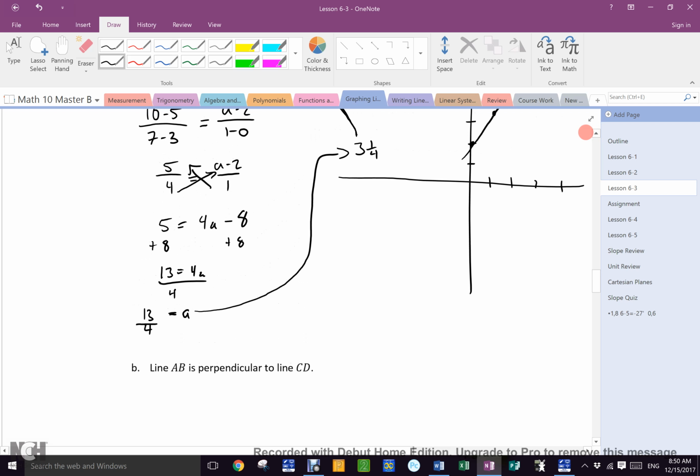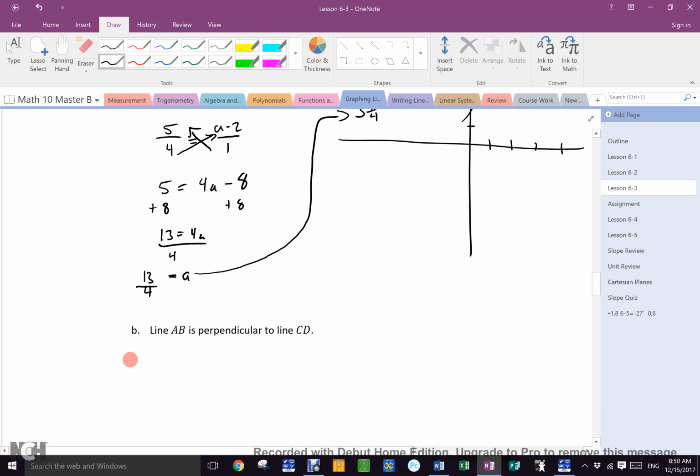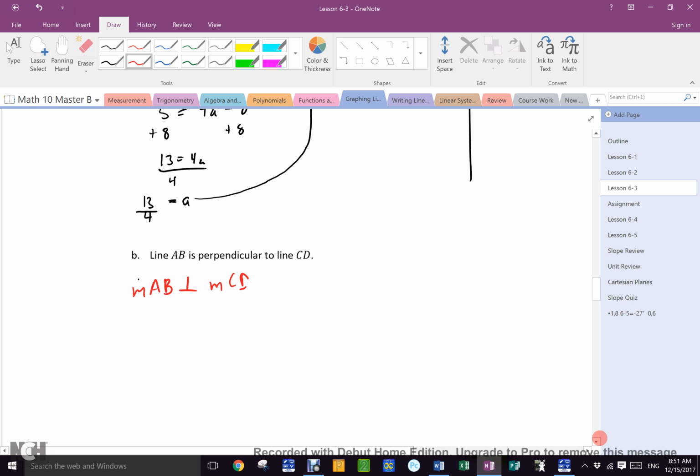All right, now, if they're perpendicular, then m of AB, I should have changed colors. And I will in a second. If they're perpendicular, what happens to the slope? M of AB, if it's perpendicular to the M of CD, then the slopes must be negative reciprocals, right? Everyone agree?